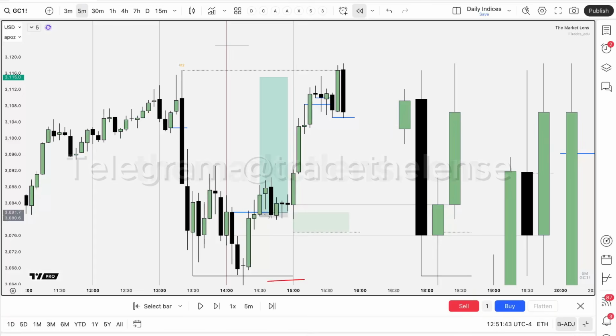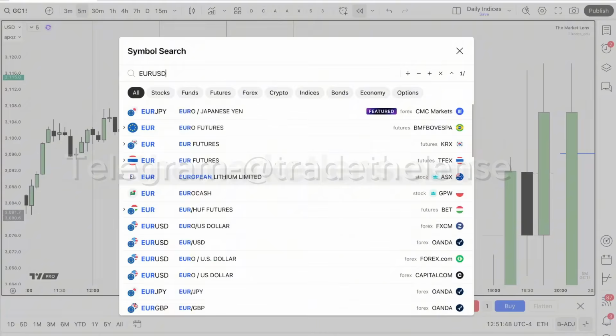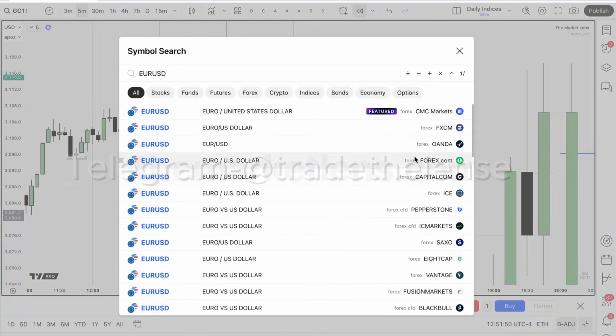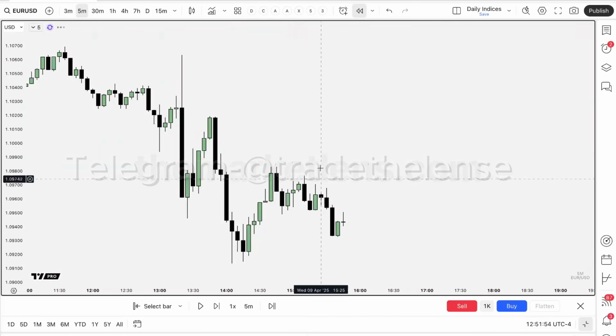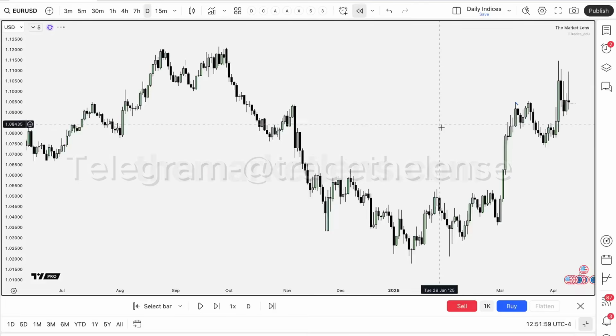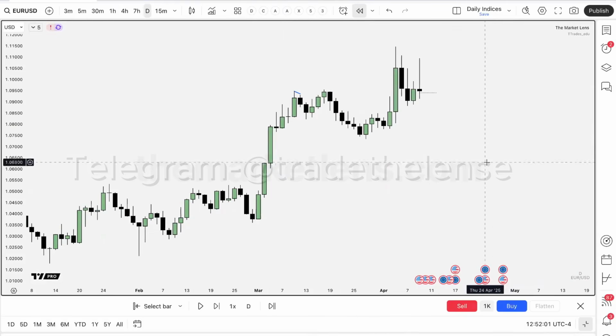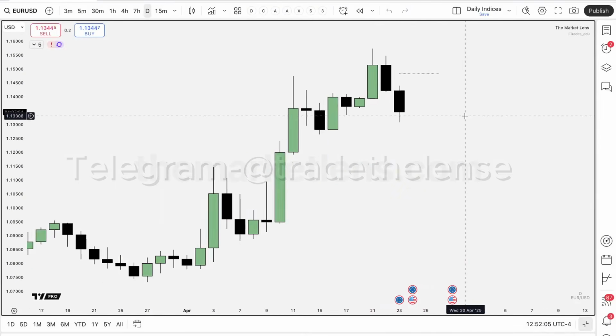A read on EURUSD. We can go take a look at EURUSD real quick. Here we are on Euro. Let's go take a look at the daily. It looks rather not amazing. I'm not replaying. Oh, it looks decent.